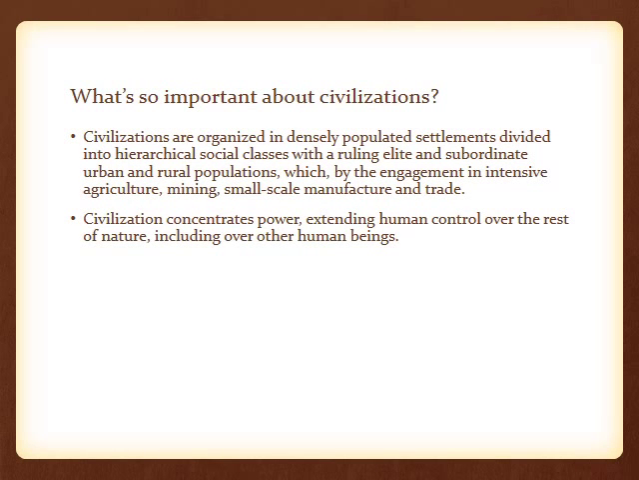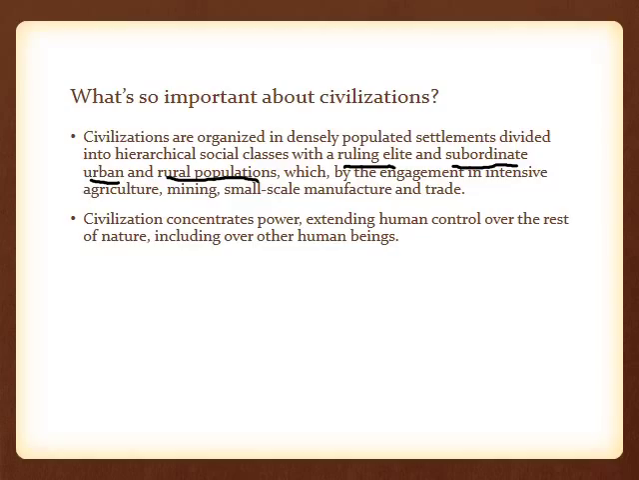So what's so important about civilizations? Well, first, they're organized in densely populated settlements, meaning a lot of people are coming together. And in those settlements, they're divided into what we call hierarchical social classes. And that means that you have people who are rich and people who are poor, a ruling elite, and a subordinate group of people who are living either in the city or out in the country who are working. And these people are engaging in intensive agriculture, mining, small-scale manufacturing, making things and selling things, and trade.